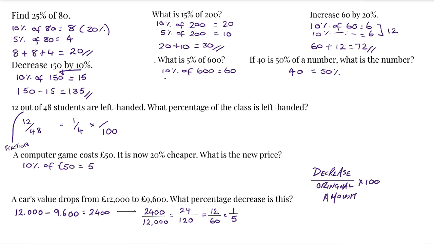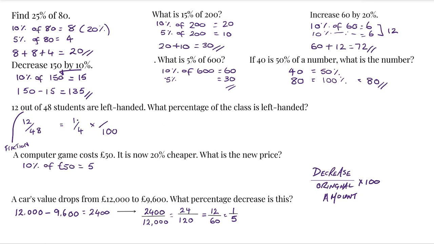What is 5% of 600? So it's quite simple. We're going to work out our 10% because that's nice and easy to work out, and we're now going to halve it. So we know that 5% is 30 because we've literally halved that 60. It's that easy. If 40 is 50% of a number, what is the number? Well, if we know that 40 is 50%, and obviously we need to find 100%, that is going to be 80. So the answer is 80.